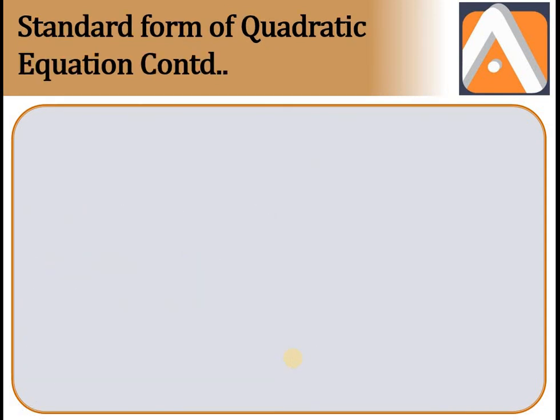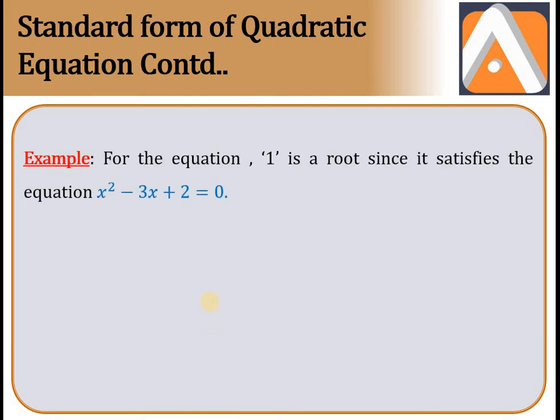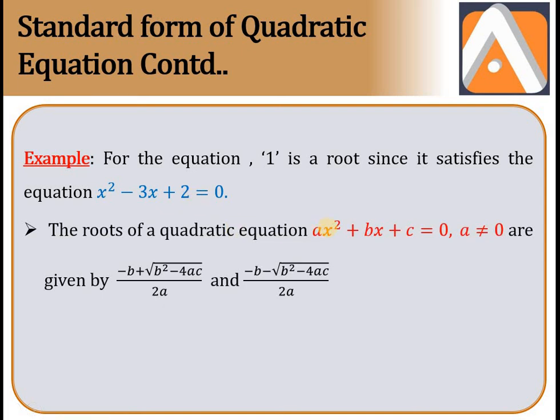Here I am taking an example: x square minus 3x plus 2. If I write 1 in place of x, it will be satisfied. So 1 is a root because it satisfies the equation. In 10th standard I think you studied the remainder theorem and factor theorem. If the sum of all coefficients is 0, then 1 is a root. Here the coefficients are 1, minus 3 and 2. The sum of all these coefficients is 0, so 1 will be the root, or x minus 1 will be a factor. Now it is a quadratic equation.